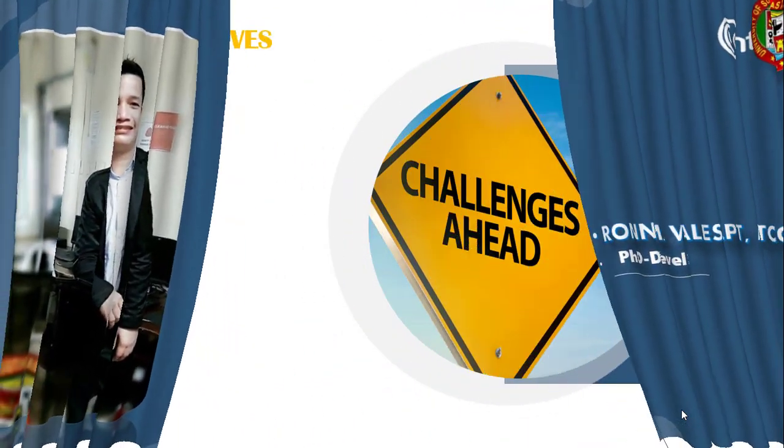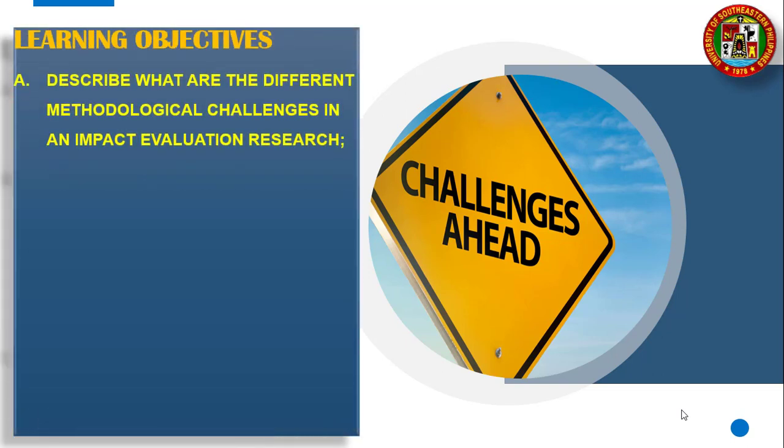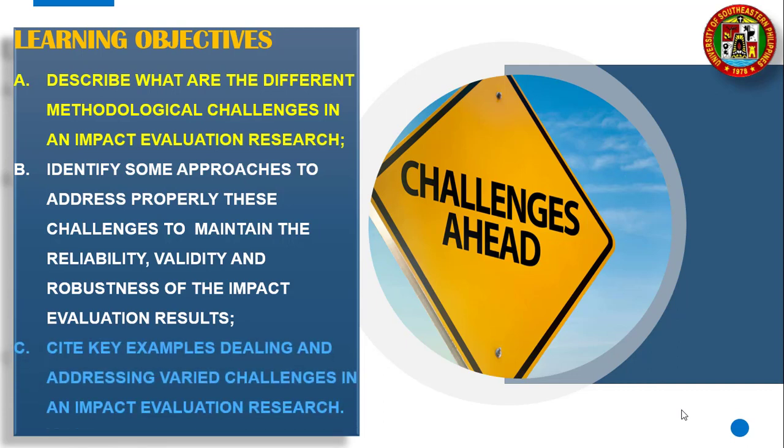For the purpose of this lecture, I have enumerated learning objectives that we should all attain at the conclusion of this session. First, describe the different methodological challenges in an impact evaluation research. Second, identify some approaches to properly address these challenges to maintain the reliability, validity, and robustness of the impact evaluation results. And third, cite examples dealing with and addressing varied challenges in an impact evaluation research.